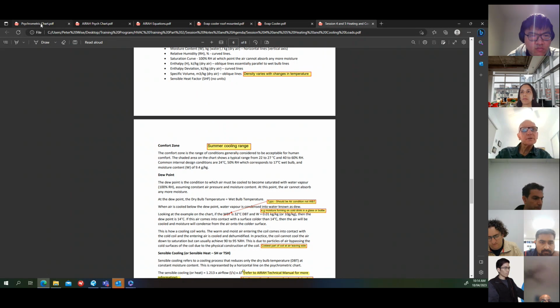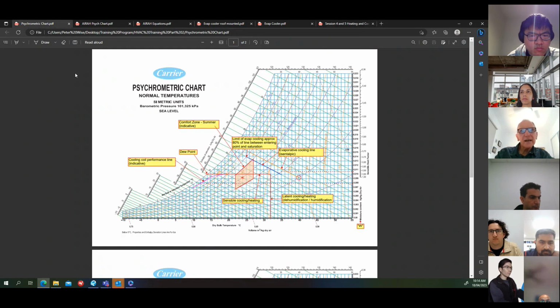So let's have a look at the chart again. That star is the typical design conditions for a cooling process for just an office space, something that's not too sophisticated. 24 degrees, 50% RH, which is the 50% line, and reading across the green line on the wet bulb line, that comes to 17.